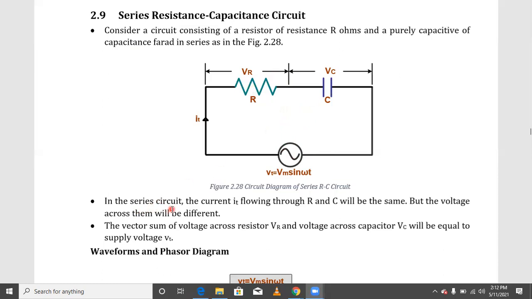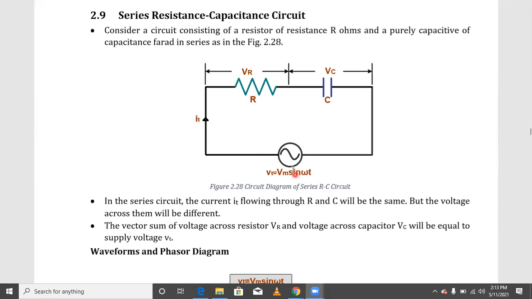In a series circuit, the current i(t) flowing through R and C will be the same, but the voltages across them will be different. Same as the series RL circuit, the vector sum of the voltage across the resistor VR and the voltage across the capacitor VC will be equal to the supply voltage. So V(t) is equal to VR phasor plus VC phasor.